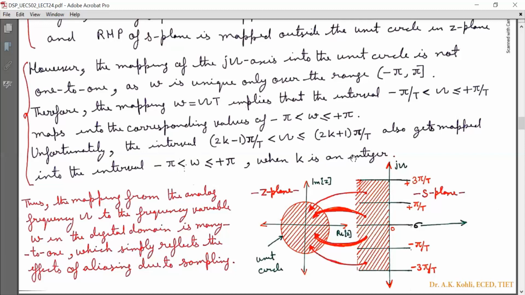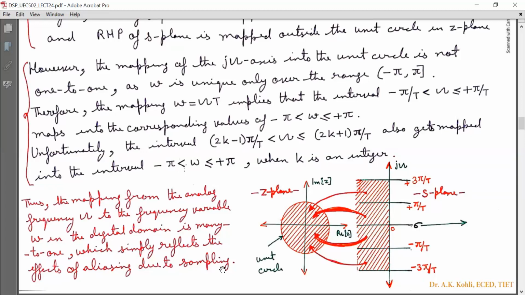Here k is an integer. So this means the frequencies lying in this range are going to be mapped inside the circle. Frequencies in this range are also going to be mapped inside the circle, and so on, as k is an integer. Thus, the mapping from the analog frequency capital omega to the frequency variable small omega in the digital domain is many to one. It is not one to one, which simply reflects the effects of aliasing due to the sampling process.